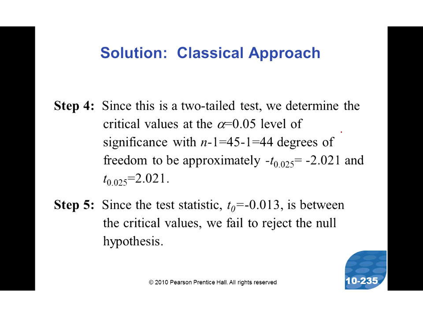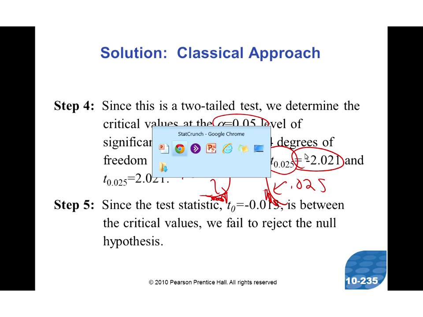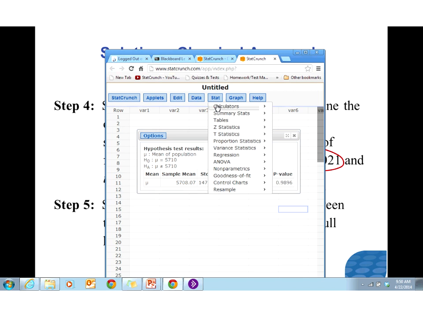All right, since this is a two-tailed test, we determine the critical values at the alpha equals 0.05 level of significance. All right, so we need to find the t-value that corresponds to an area of 0.025, because what we do in the two-tailed test is you take alpha and you divide it by 2, 0.025. And they got negative 2.021, but we're going to make it easier for us.